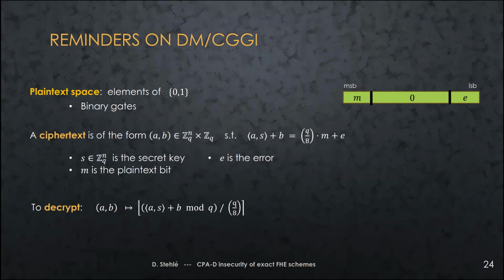The plaintext space is elements of {0, 1}, so just bits, and we are allowed binary gates. A ciphertext is a vector of mod Q elements, such that A inner product S plus B is close to Q over 8 times the message. There is a Q over 8, which has a purpose for evaluating binary gates. So M is in the most significant bits, and the error is in the least significant bits. To decrypt, we again evaluate A inner product S plus B, mod Q, and then we round to the most significant bits to recover the plaintext bit.